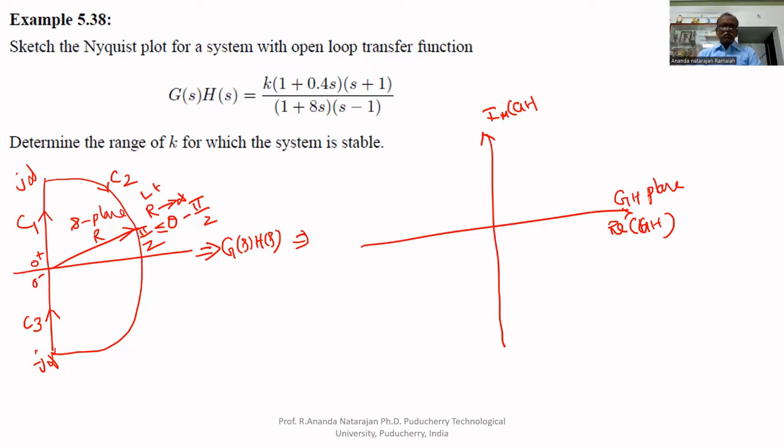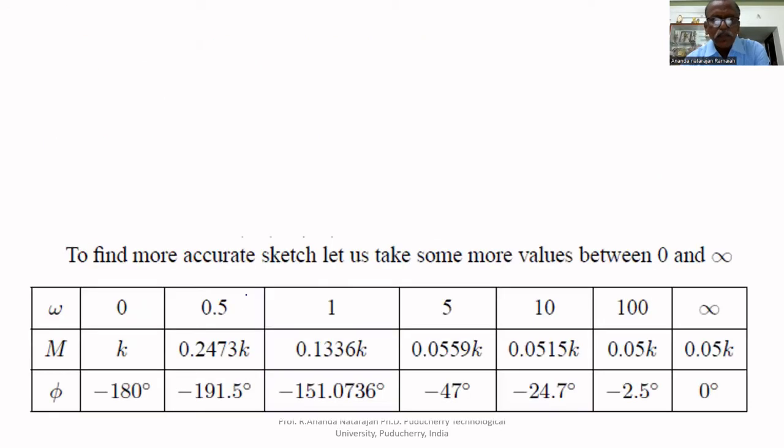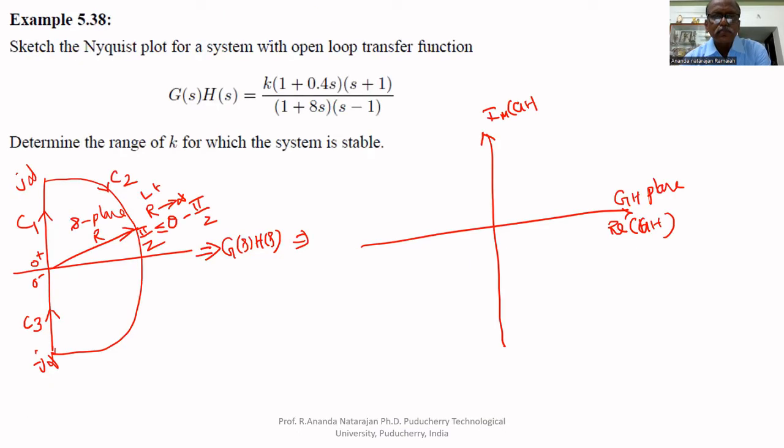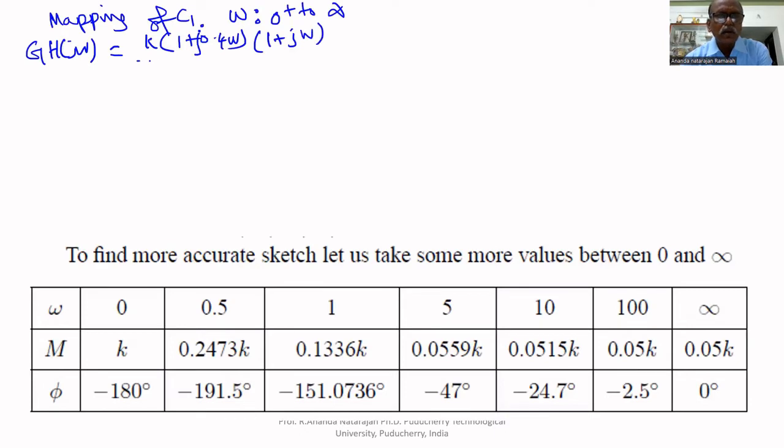Now we have to do the mapping of C1. First, let us do the mapping of C1. To do the mapping of C1, consider what is the C1. What is the value of omega? It varies from 0 plus to infinity. What is GH of j omega? GH of j omega equal to k multiplied by (1 + j 0.4 omega) multiplied by (1 + j omega) upon (1 + j 8 omega) multiplied by (-1 + j omega).